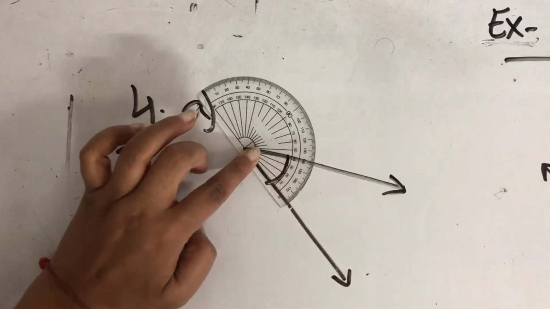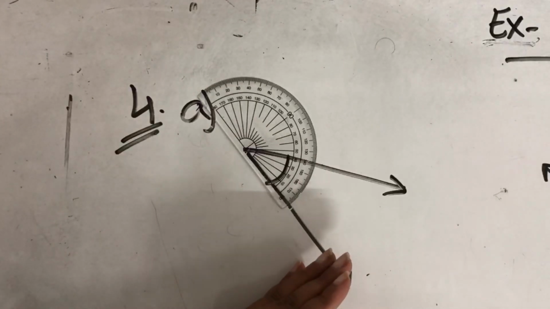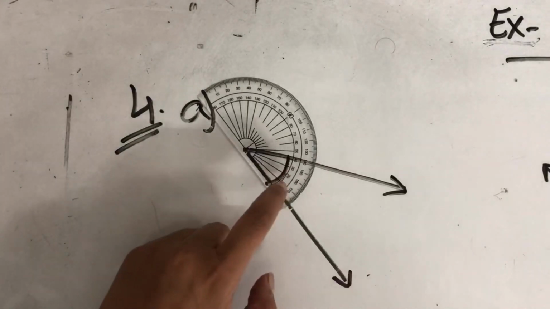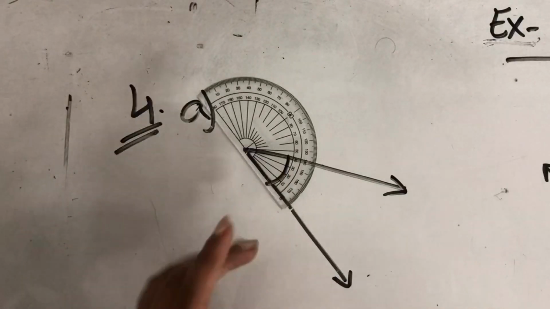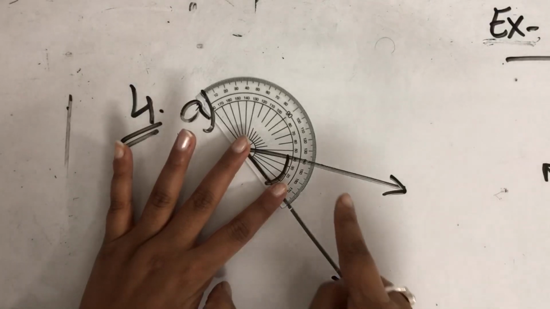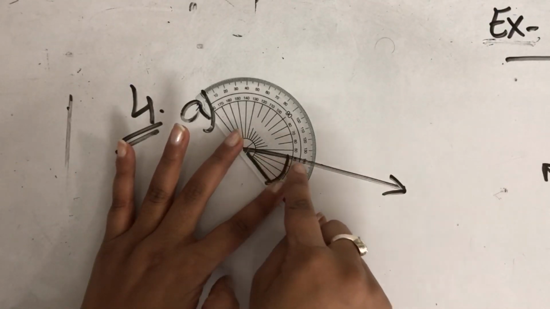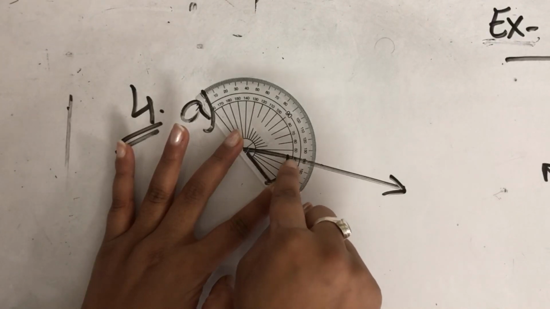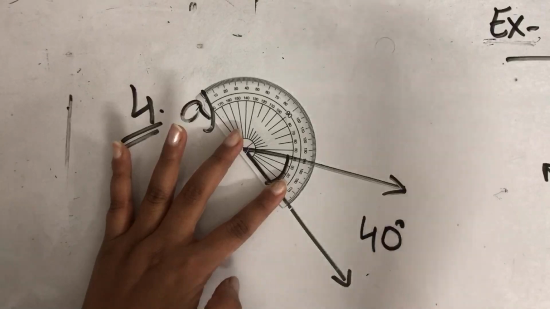See, when the arm of the angle is towards the right hand side, then you have to measure from the inner circle. Now arm is on the right hand side, it means you will measure from the inner circle. So now see, this arm is coinciding with which line? It is coinciding with 40 degree. So answer is 40 degree.